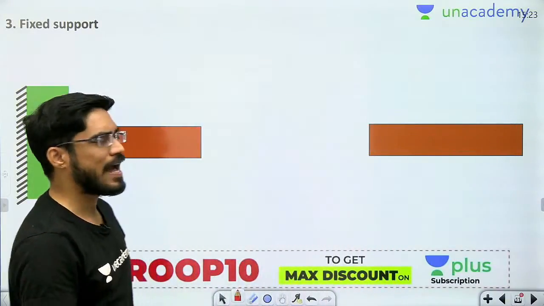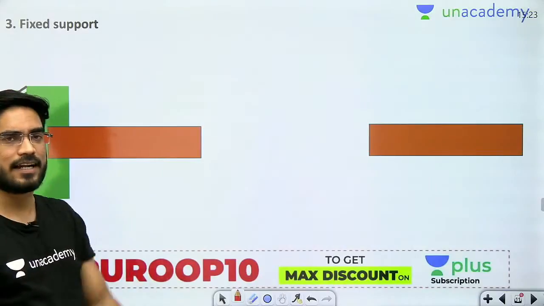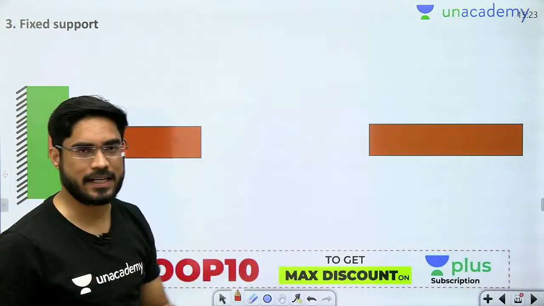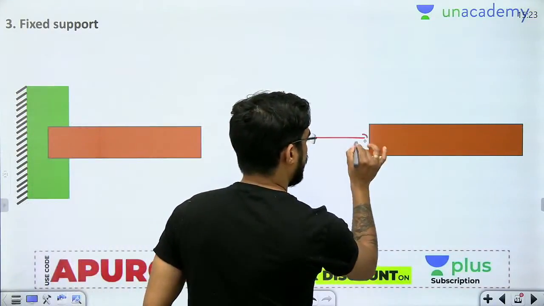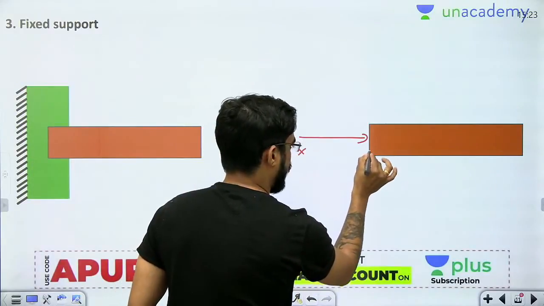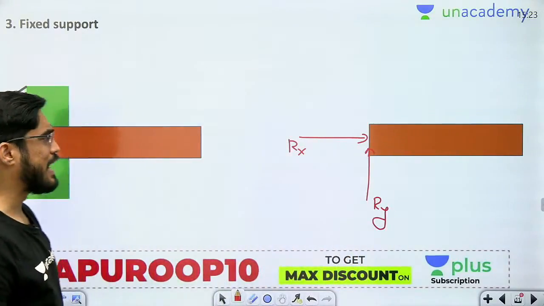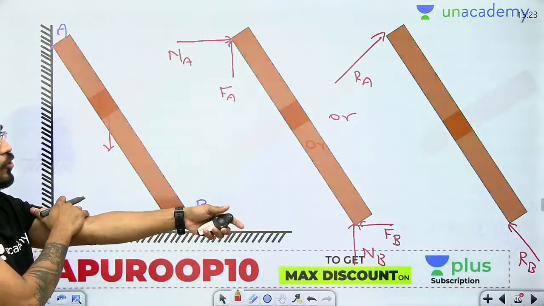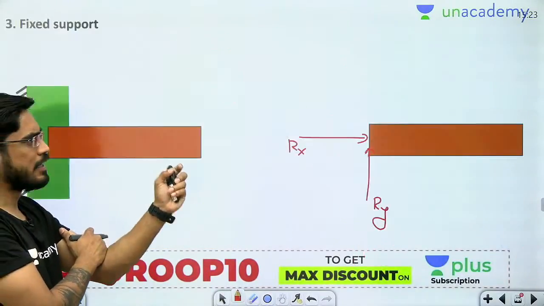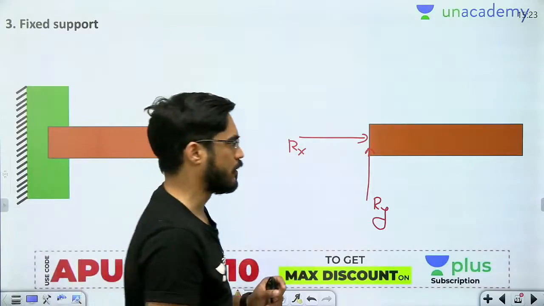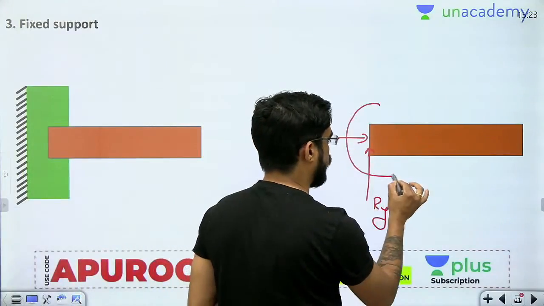Beta, if I have welded it, if I have fixed it, the body cannot translate in X. The body also cannot translate in Y. And the body now cannot rotate. Due to pin support, the body can rotate. But due to fixed support, the body cannot rotate. So I will also get a moment.